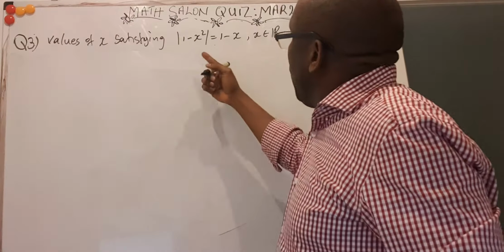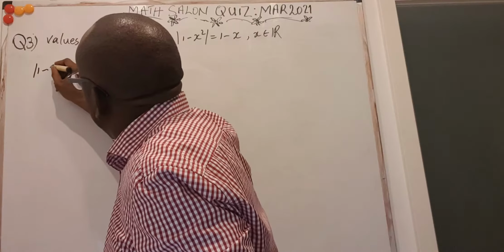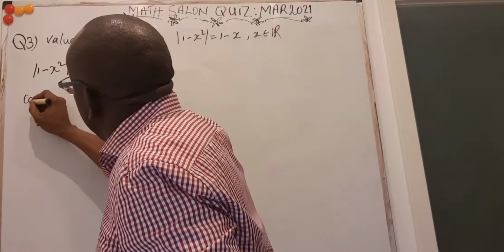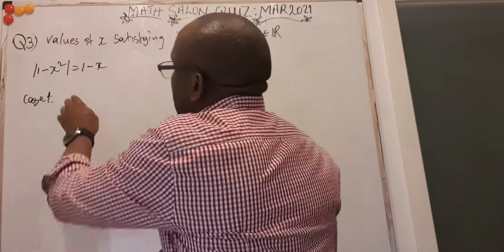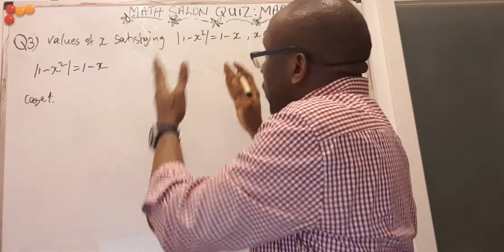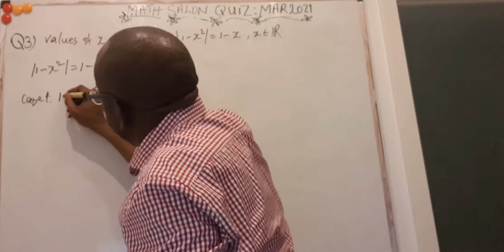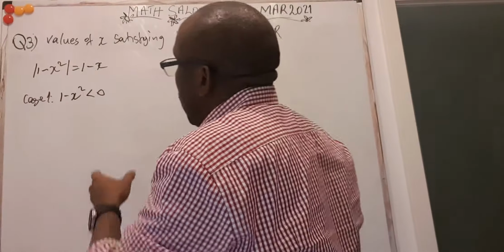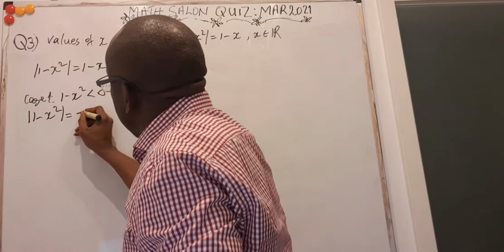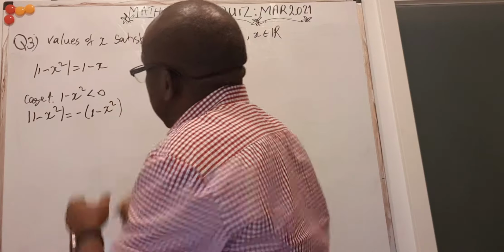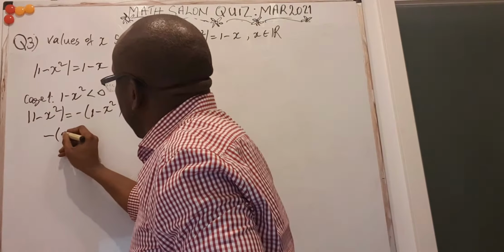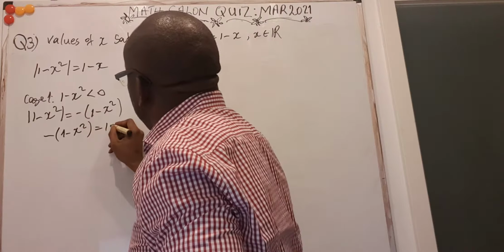So in order to take that, I'll write my equation: the absolute of 1 minus x squared is equal to 1 minus x. Case 1. Because x is not known, I don't know if the inside is negative or positive, but I just follow the rules. If 1 minus x squared was less than 0, that means it was negative, then the absolute of 1 minus x squared means minus (1 minus x squared). So I will replace the left hand side with this expression: minus (1 minus x squared) is equal to 1 minus x.